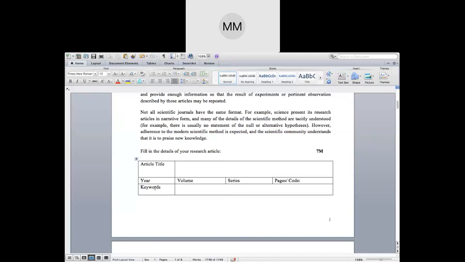And then keywords. Every paper will have its own set of keywords. You should be able to find it in the journal and write the keywords of that journal, not your own decipher of what the keywords should be. It's not from the article title. There will be a section called keywords. Find where that word keywords is and copy it there.